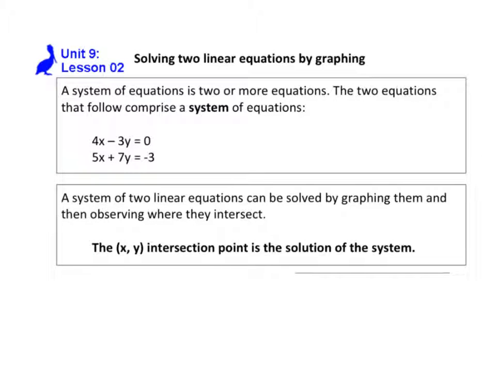The next lesson is solving two linear equations by graphing. So let's take some notes. A system of equations is two or more equations. The two equations that follow comprise a system of equations. A system of two linear equations can be solved by graphing them and then observing where they intersect. The intersection point, the ordered pair where they intersect, is the solution of the system. Let's see some examples.